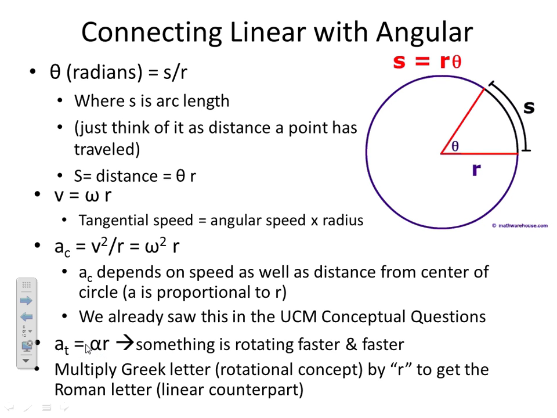So this is the first time we're really getting into an object speeding up. So it's not simply going around in uniform circular motion. It's going around faster and faster and faster, as we were trying to get across the point in terms of a ceiling fan. The takeaway from this is, in order to go from the Greek letter to the Roman letter, in other words, the rotational to the linear concept, you've got to multiply by an R. I mean, there's maybe a little more to it than that, but that's the easy conversion.